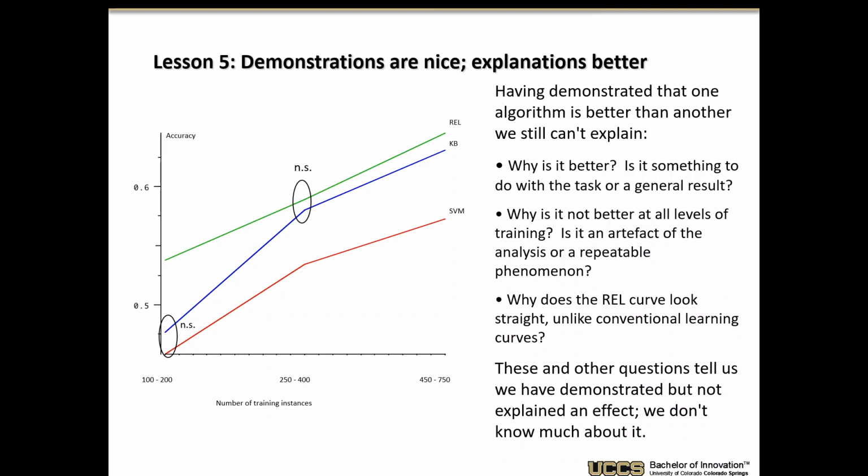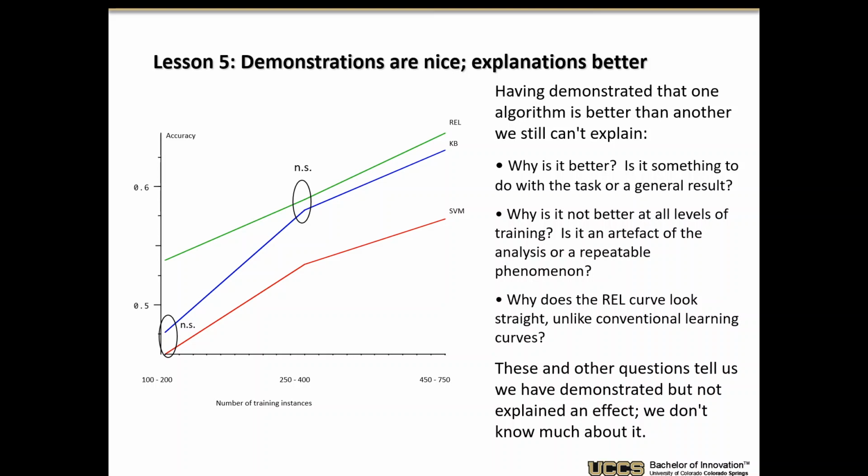While this answered that the reinforcement learning was significantly better than the others, right? It really doesn't answer why. Why is it better? Is there something that's really going on? If it's not better at all levels of training, which it wasn't here, right? Is it really still an artifact of the small samples of data we had?